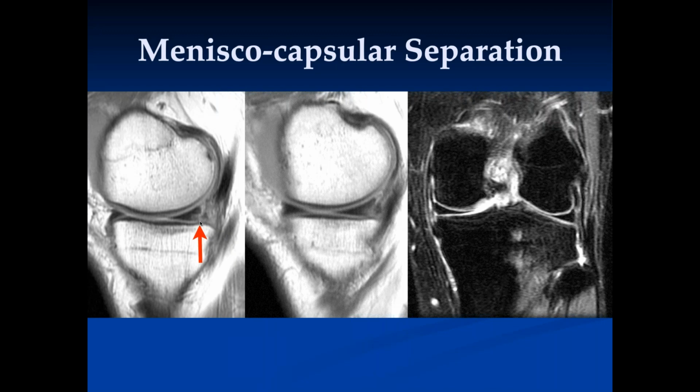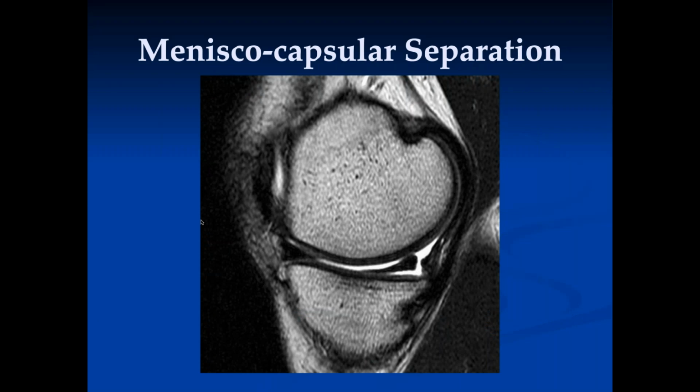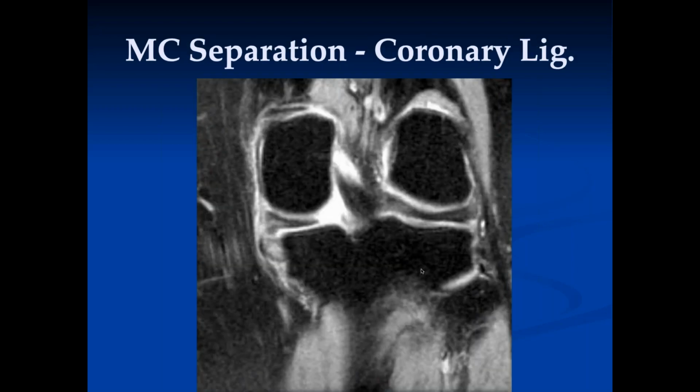And so you need to make sure that's clearly written in the report, because they'll want to look at this carefully at the time of surgery to see whether it's unstable enough to be able to be repaired at the time they do the ACL repair. Here we can see another peripheral meniscocapsular separation back here. And here we can see a tear of the coronary ligament here, as well as a root tear.